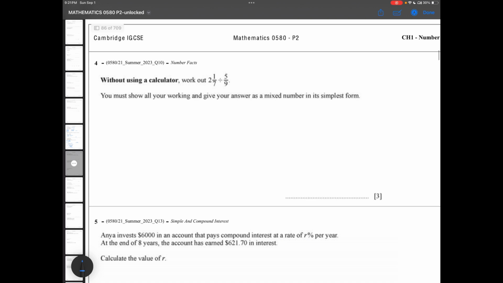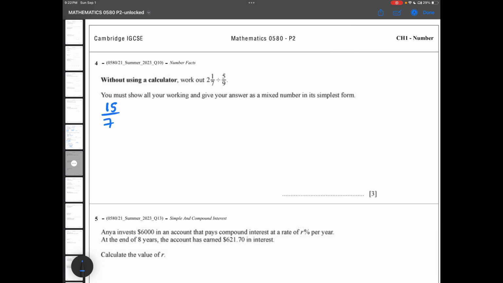Question number 4. It says without using a calculator, work out 2 whole 1 upon 7 divided by 5 upon 9. You must show all your working and give your answer as a mixed number in its simplest form. So first what we'll be doing is we need to convert this mixed fraction into an improper one. So in order to do that, we multiply 7 with 2 and add 1 to it. So 7 into 2 is 14 plus 1 is 15.